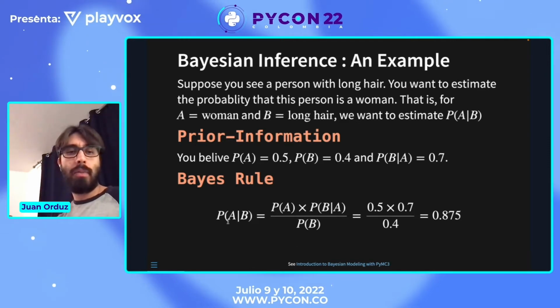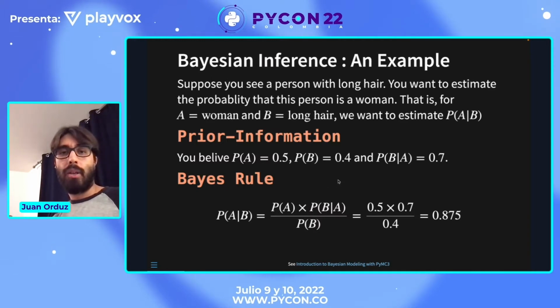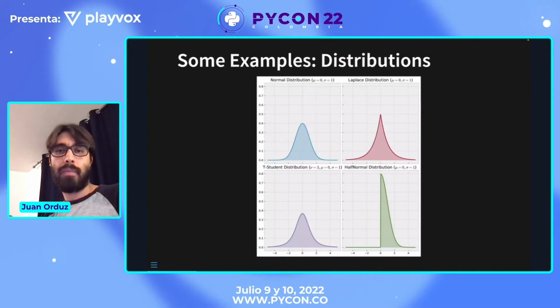So the actual probability that we estimate of a woman having long hair is just the product of the prior probability of being a woman, which is 0.5, times the probability of someone having long hair if it's a woman, 0.7, and I divide this by the probability of someone having long hair. The number is not important, it's around 0.87. And that's usually how you use Bayes' theorem. You start with a model, you have prior information, and then you invert the inference step, which in this case was trying to find P(A|B).